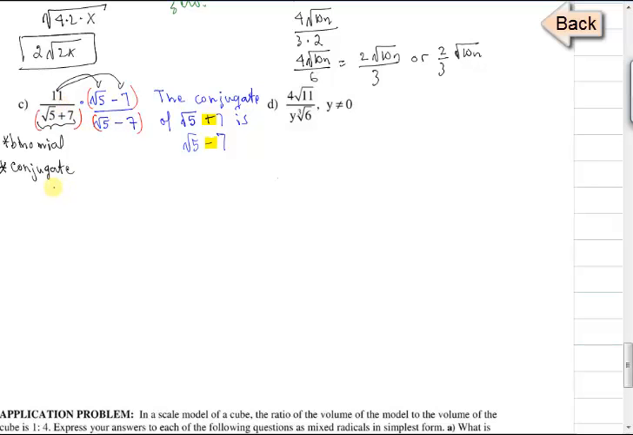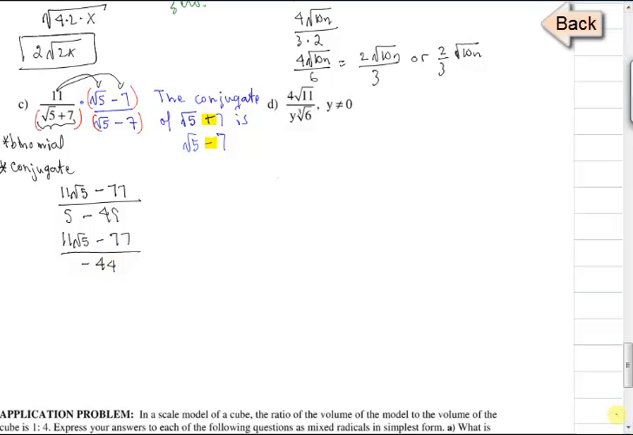So in the numerator, I'm going to have 11 times the square root of 5, which is 11 root 5, minus 11 times 7, which is 77. In my denominator, square my first term, root 5 squared is 5, minus square my second term, 7 squared is 49. Simplify the denominator. 5 minus 49 is negative 44.